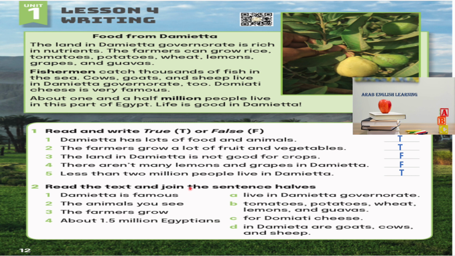Exercise 2. Read the text and join sentence halves 1, 2, 3, 4 with A, B, C, and D. 1. Dumyata is famous, C, for Dumyati cheese. 2. The animals you see, D, in Dumyata are goats, cows, and sheep. 3. The farmers grow, B, tomatoes, potatoes, wheat, lemons, and guavas. 4. About 1.5 million Egyptians, A, live in Dumyata Governorate.